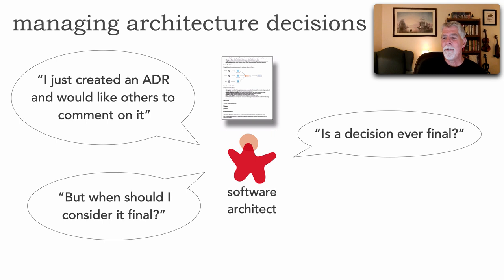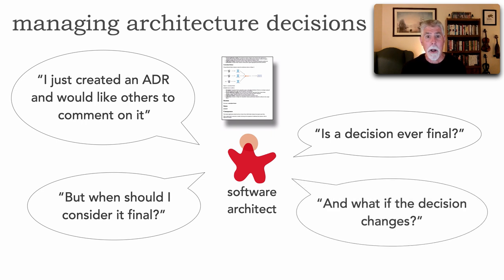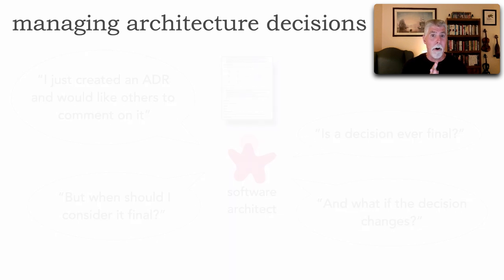As a matter of fact, here is actually the question I did receive during one project. Is an architecture decision ever final? And so these all point to one thing, and that is, how do you manage architecture decisions? And probably more importantly, what if the decision changes? What do we do? Should we edit the ADR? What's the process? Well, let's take a look at all of those questions.